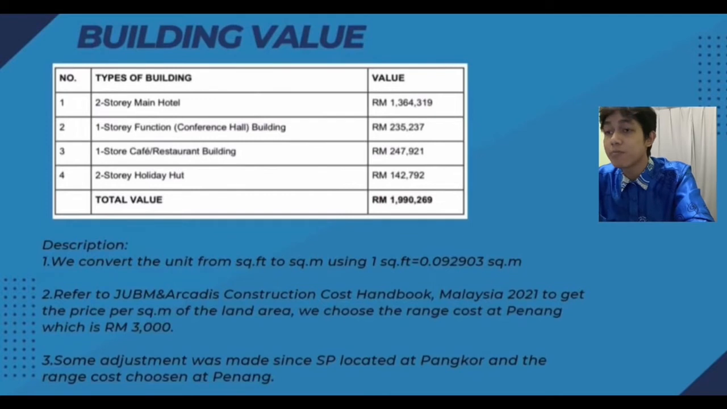And now we will proceed with the description a little bit about the CCN just now. Refer to JUBM and Arcadis Construction Cost Handbook Malaysia 2021. We use this reference to get the price per square meter of the land area. And next, we have some adjustment made since the subject property is located at Bangkok and the range cost chosen at Penang. So the adjustment for each type of building will be different.